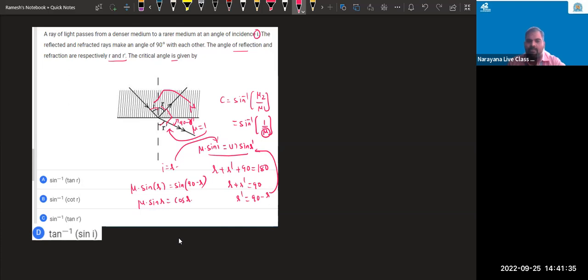Sin R by cosine R is how much? Tan R equals 1 by mu. Okay, so the mu value I finally found is 1 by tan R. Substitute here: sin inverse of 1 by mu, which is tan R only. So what is the right answer? Option A is correct.